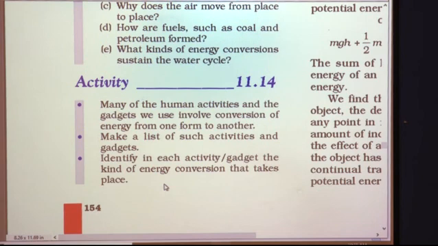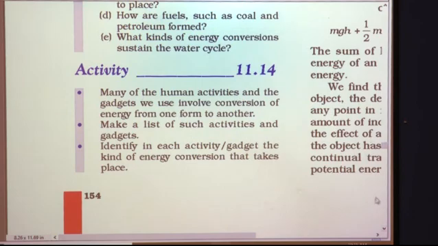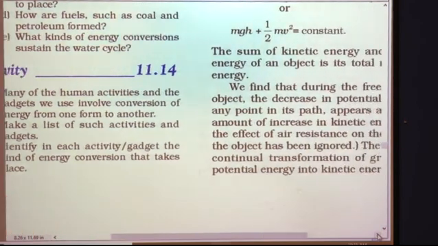Next, we use different bulbs. What happens in the bulbs? There is again electric energy, isn't it? No bulb works in the absence of electricity. In the bulb, electric energy gets converted into light energy. First electric energy gets converted to heat energy and then heat energy gets converted to light energy. Similarly, in other instruments like loudspeakers, electric energy gets converted to sound energy. In bursting crackers, chemical energy gets converted to light energy, heat energy and sound energy.